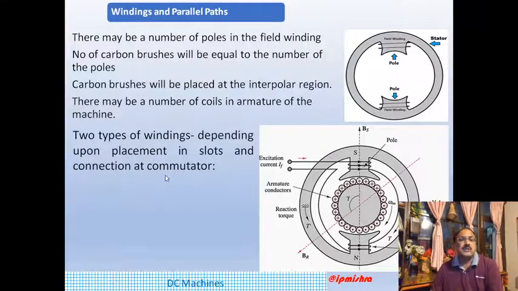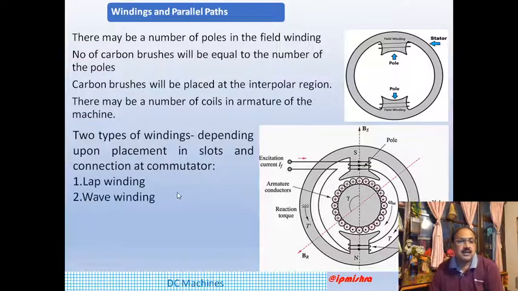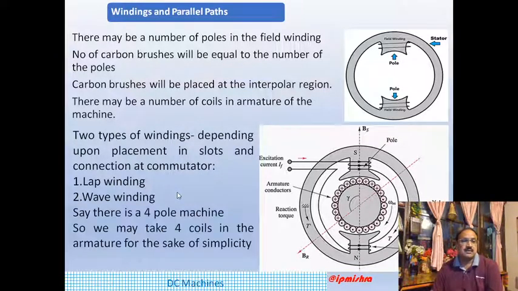There are two types of winding, depending upon placement in slots and connection at the commutator. These two windings are lap winding and wave winding. So there is a four-pole machine. We may take four coils in the armature for the sake of simplicity. We will see how these four coils can be connected in a way that once they become lap winding and in another instance they become wave winding.